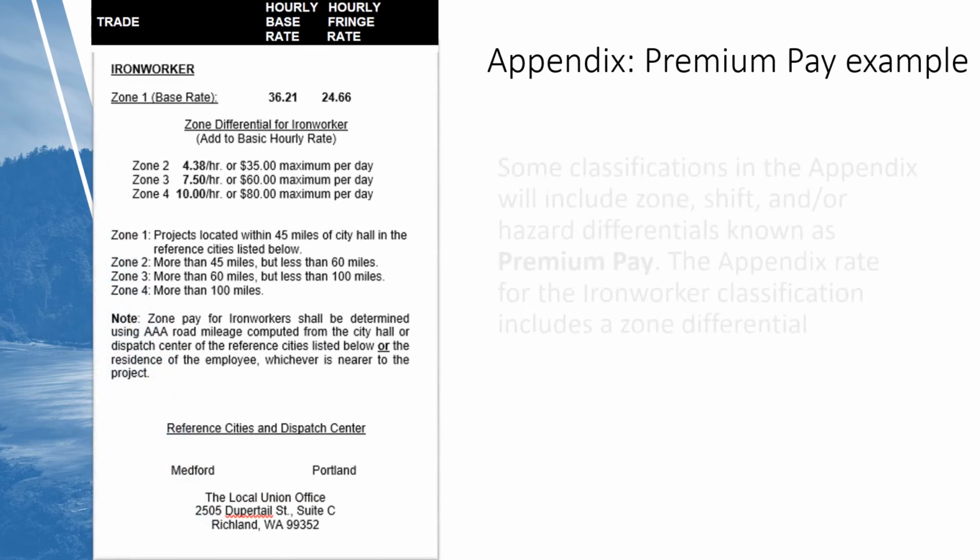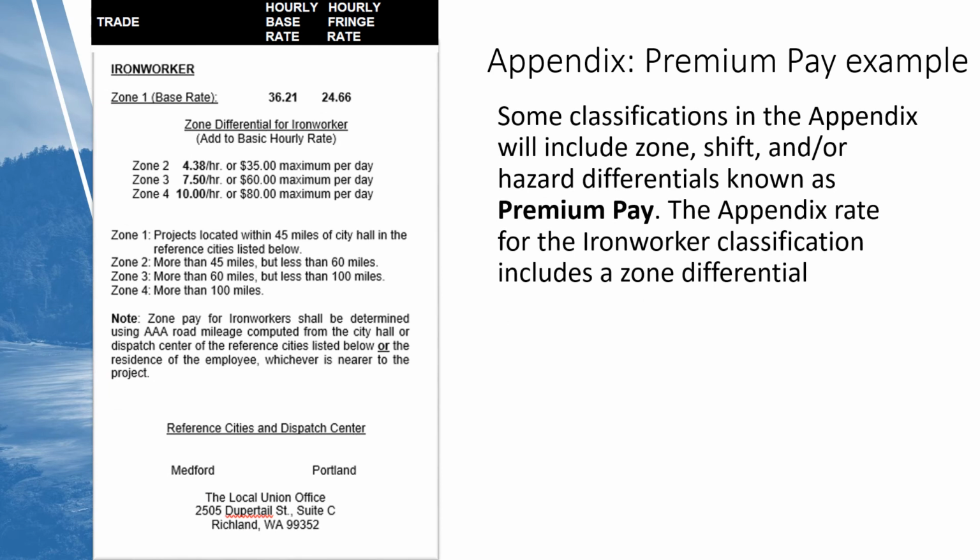Some occupation rates in the appendix include zone, shift, and/or hazard differentials. This is typically referred to as premium pay, and it's added to the hourly base rate. For example, the appendix rate for iron workers includes a zone differential determined by how far the project is located from the reference city, or the residence of the employee, whichever is nearer to the project. After determining the mileage and the correct zone, you add the corresponding premium pay to the base hourly rate.